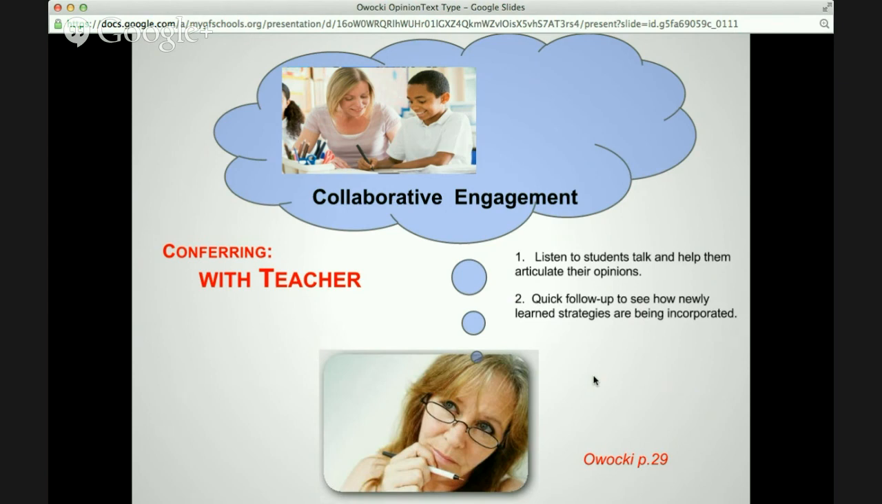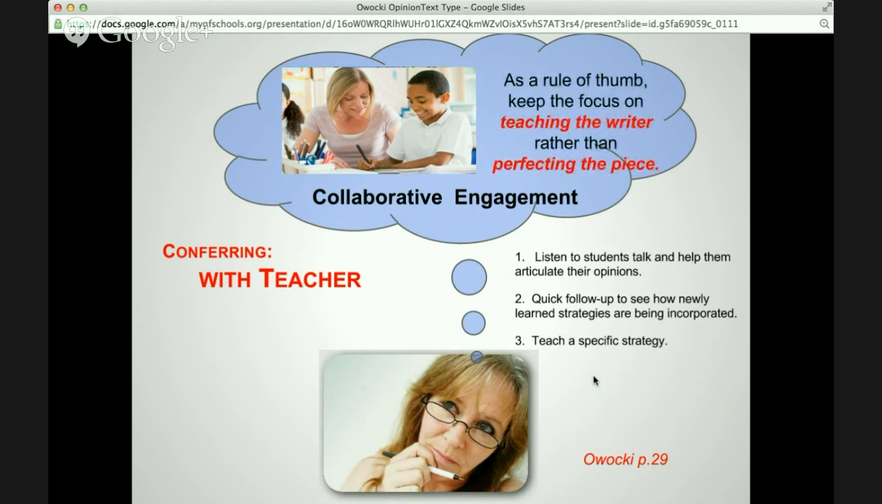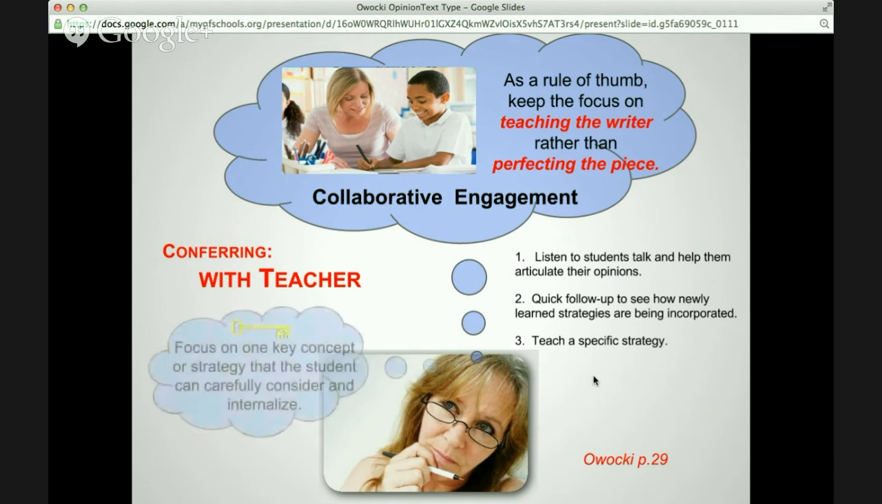It allows you to see what kids are actually implementing or applying from what you just taught them in the mini lesson. And it gives you an opportunity sometimes to reteach what you just taught in a larger setting. So, Owocki's very specific. She says your focus in that teacher conference is teaching the writer, not perfecting the piece. So you only focus on one or two key concepts or strategies so that they really can consider and internalize them.